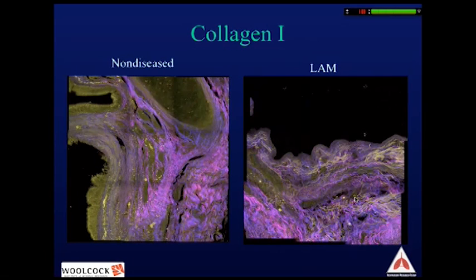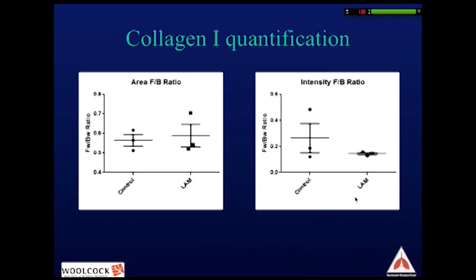When we use computer algorithms to calculate the density and the area of the staining and perform a ratio of these two different types of fibres, looking at both area and intensity, we're finding no difference between our control non-diseased tissues and the LAM patients that we have. So probably in this particular instance, the collagen I is not different in the LAM patients.